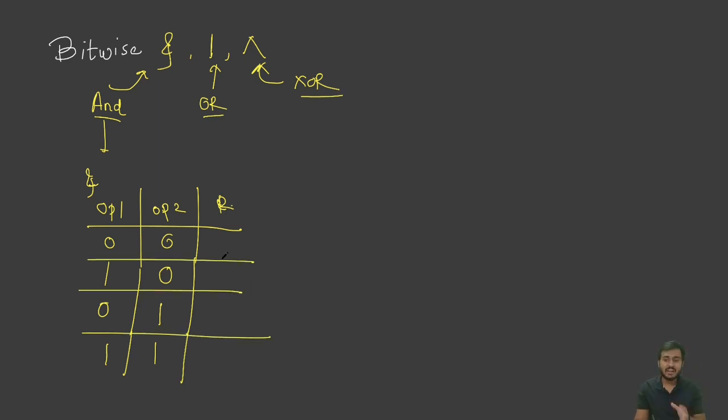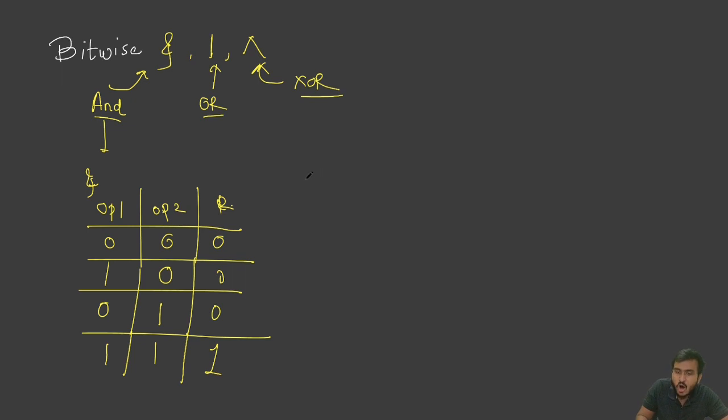Now in case of the AND operator, the output is going to be 1 if all the operands are 1, otherwise it is going to be 0. It's very easy, right? So in this case the output or the result is going to be 1 when both the operands are 1. In this case both the operands are 1, that's why the result is 1, otherwise it is going to be 0 0 0. Okay, so this is how the AND operator is going to work.